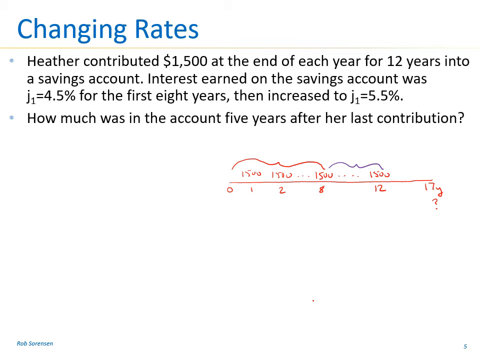So here's how I'm going to approach this. For the first 8 years, we had a rate of 4.5% per year. And we're going for 8 years. Everything's annual, so it's nice and easy to calculate I and N. And then we had an annuity where the rate was 5.5% for another 4 years.